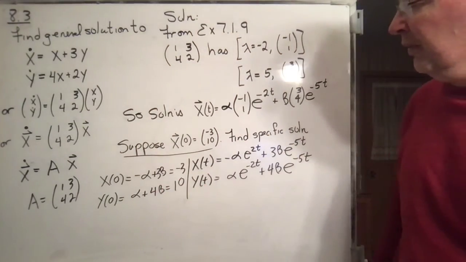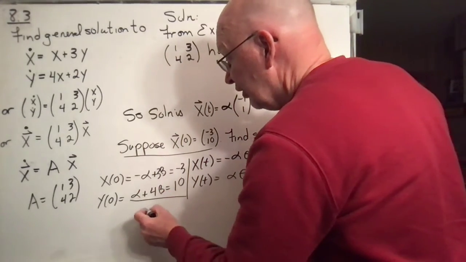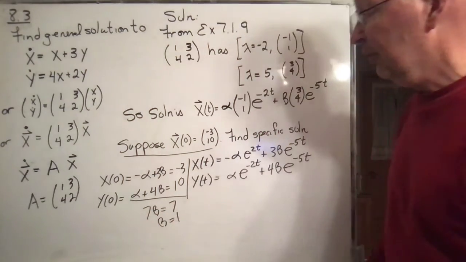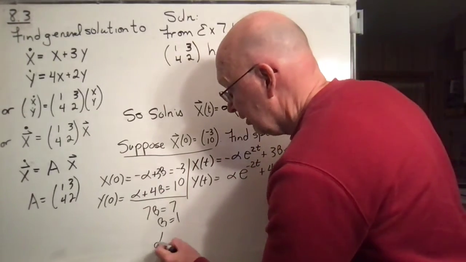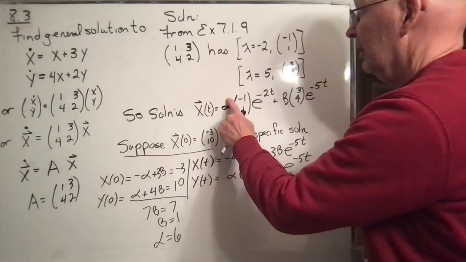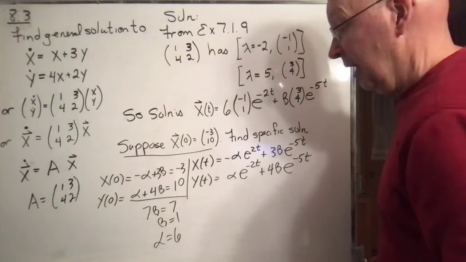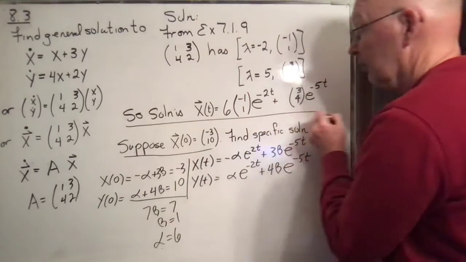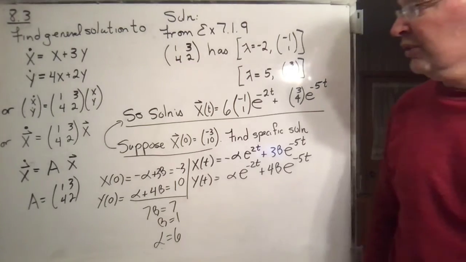So that's just a system of two equations, two unknowns. If you add them together, the alphas are going to cancel out. You're going to get 7 beta is equal to 7. So beta is equal to 1. As soon as you have beta equal to 1, then alpha would be equal to 6. So alpha is 6, and beta is 1. So there would be the specific solution that satisfies that. So there you go. That's all there is to it.